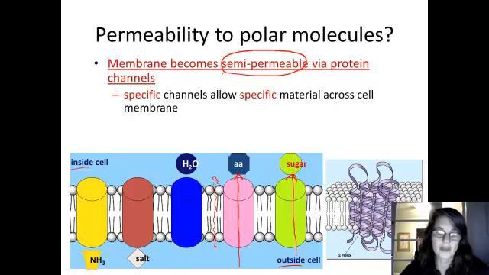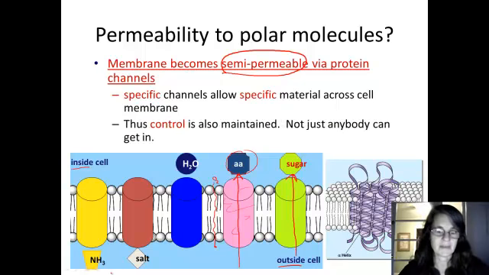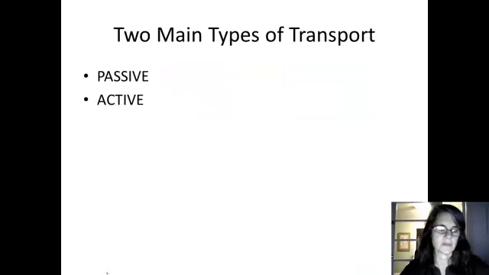If we take away these channels, amino acids will not go through. And other things can't go through this channel, only this particular amino acid. So we can control very tightly what goes in and out of the cell by controlling what kind of protein channels are placed in the cell's membrane. Okay? That makes it semi-permeable. Control is maintained. Okay? Specific channels allow specific material to cross the cell membrane.